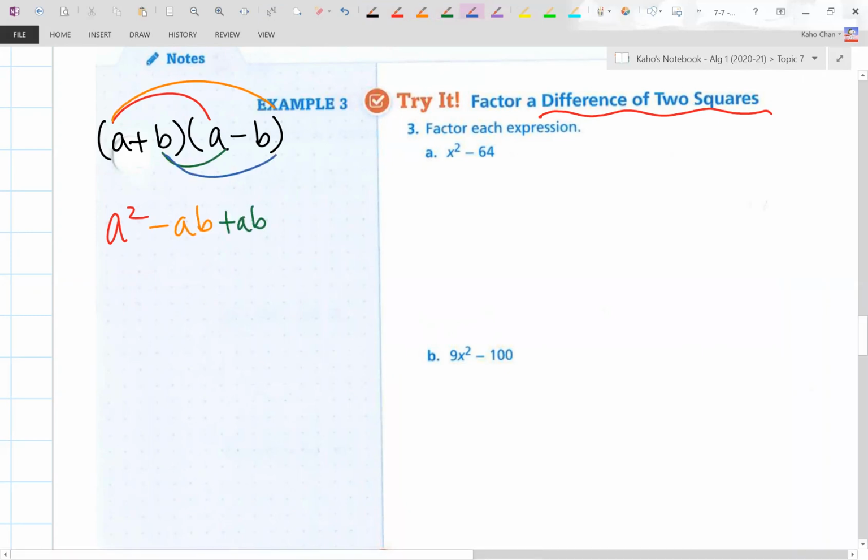When you multiply, this is called the product of a sum and difference. The inner and the outer terms cancel, leaving you with a squared minus b squared. This thing right here is called a difference of perfect squares, or two squares.